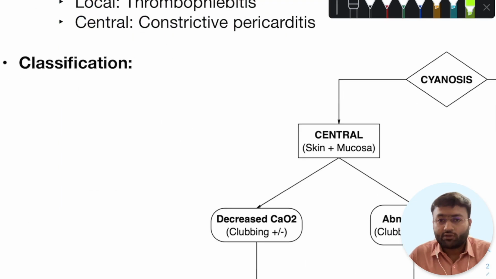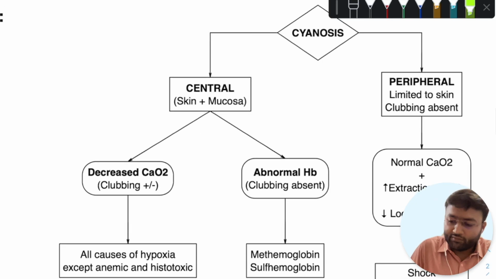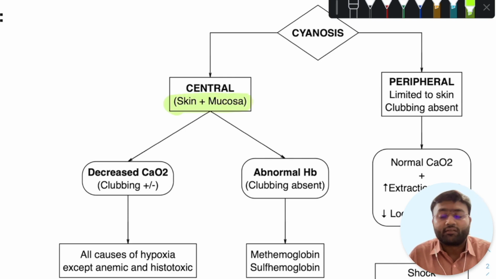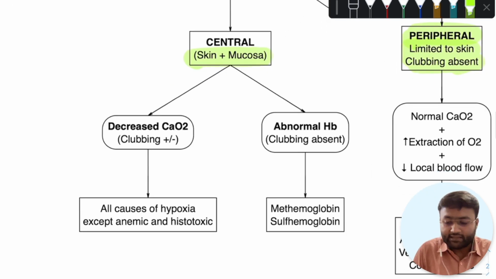The classification of cyanosis is basically central or peripheral. The clinical approach is that if you are seeing cyanosis evident in both skin and mucosa, then it is definitely of central etiology. If it is limited to the skin, and obviously when clubbing is absent, it is peripheral in nature. In central etiologies, it is either related to a decrease in the arterial saturation value, or it is related to the presence of abnormal hemoglobin.